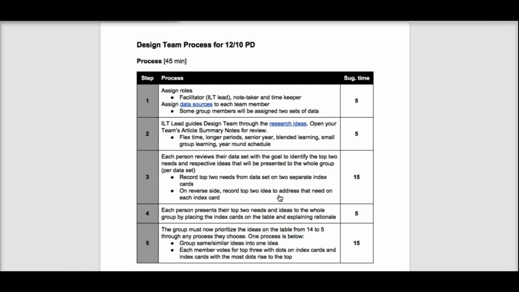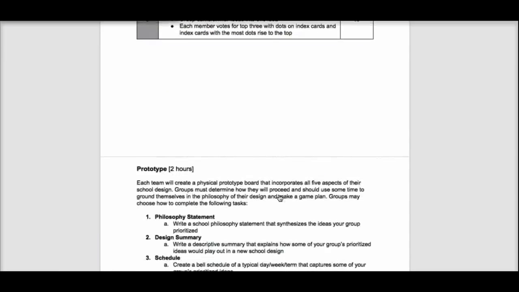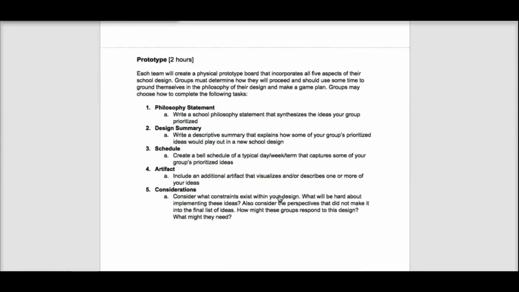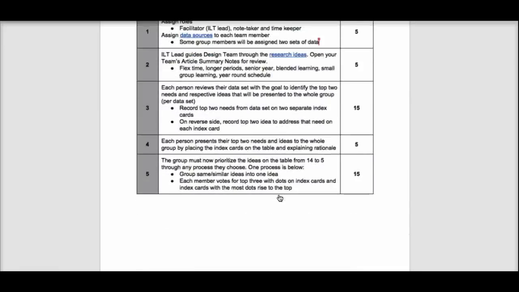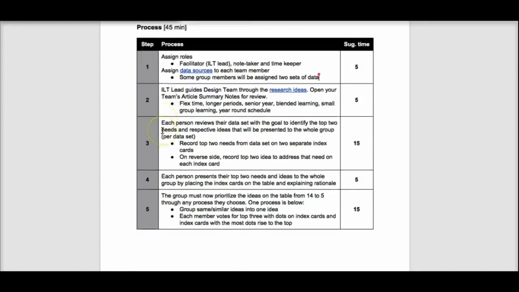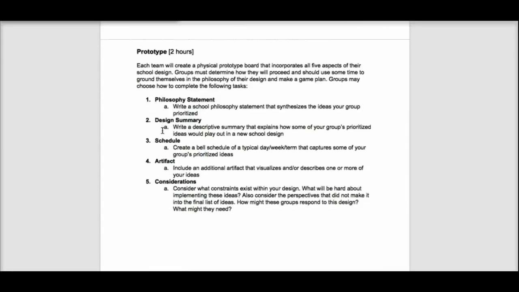And that is going to take you to two major steps. The process step, which will be 45 minutes in length, and then the prototype process that will be around 2 hours. I will walk you through each of the steps within the two major processes. This first process will get you to a place where you've identified your key priorities that are going to go into your prototype. And then the second 2-hour process is where you will actually design your school model.